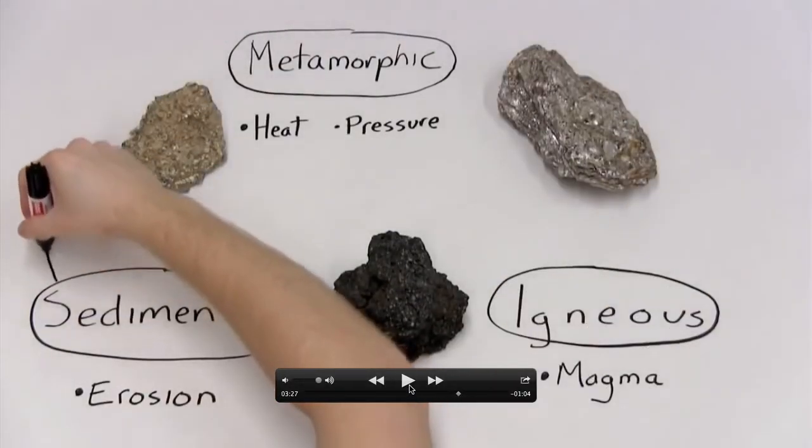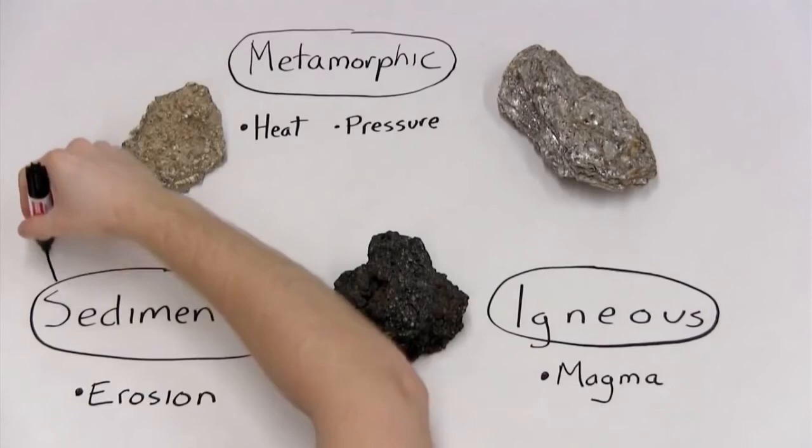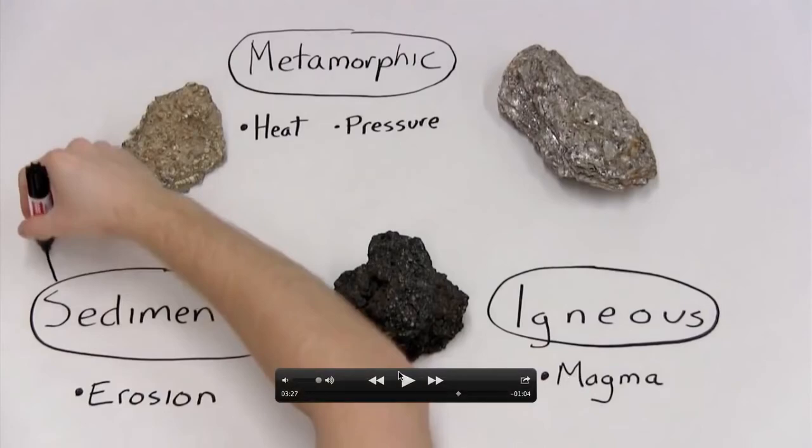I'm going to pause it there really quickly. Notice how by igneous it does write magma. So the igneous rock forms from the magma, but just remember that magma does have to cool and crystallize. So yes, it melts into magma, but then cooling and crystallization is what actually forms that solid rock.